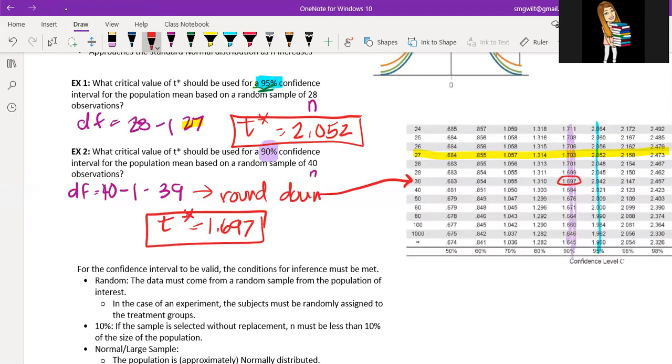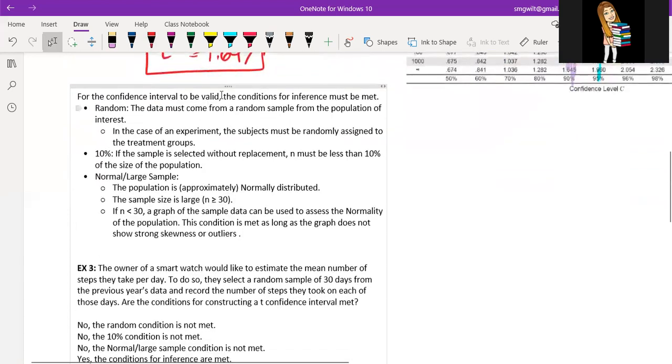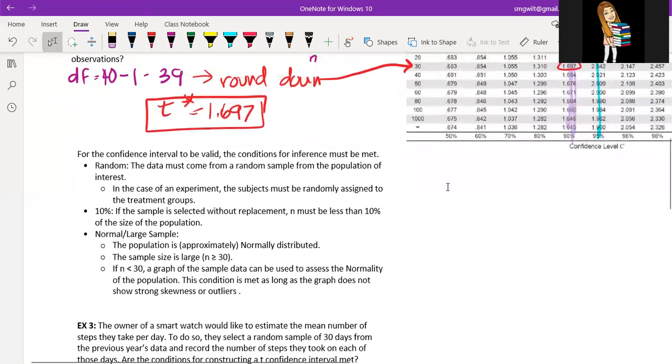We're looking at how to use the t-table to find these values for t star. For the confidence interval to be valid, the conditions for inference must be met. Most of our conditions are the same. They just might be worded a little bit differently. We're starting with random, so the data must come from a random sample. That's what we're used to. Then the 10% condition: if the sample is selected without replacement, it must be less than 10% of the size of the population.